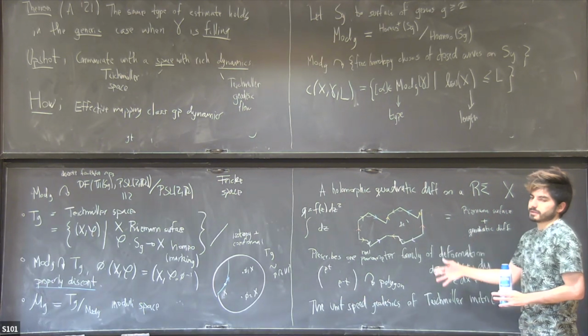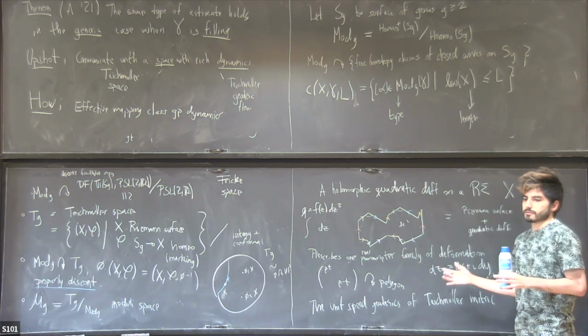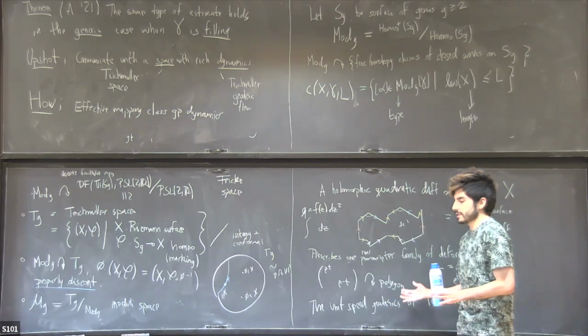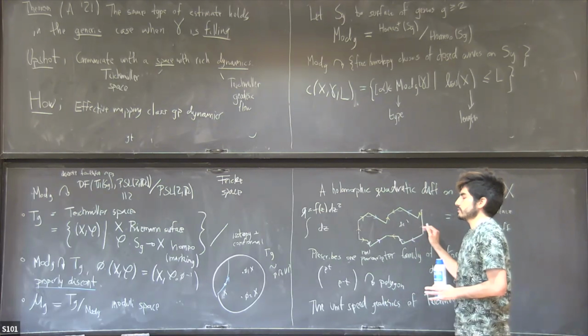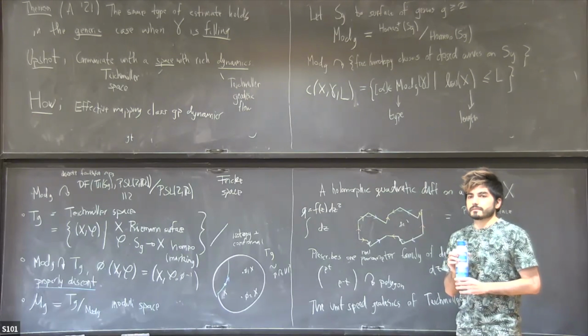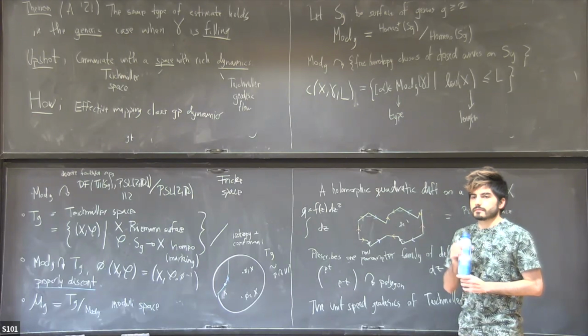You can write a Beltrami differential that represents this deformation. You can write things explicitly, but it's not as useful, I would say, as looking at the polygon. Does that answer your question? Yes, sure, that's fine. Thank you.